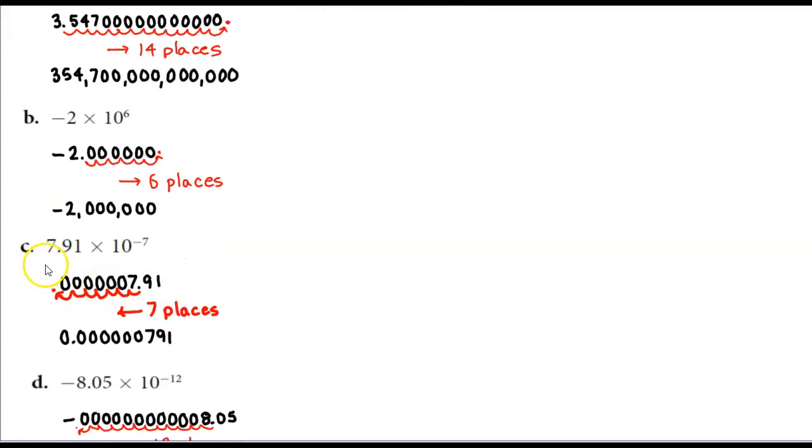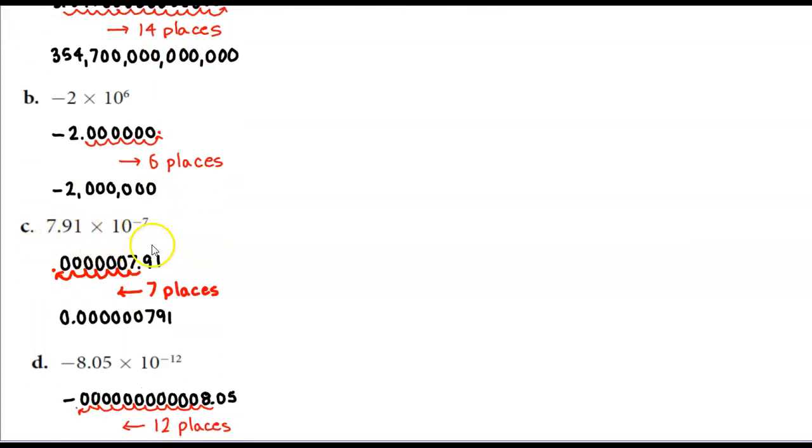In part C, we have 7.91 times 10 to the negative 7. So since it's 10 to the negative 7, that means we're moving this to the left 7 places. So we're making this number smaller. So it becomes moving it over 7 places, which makes this 0.000000791.